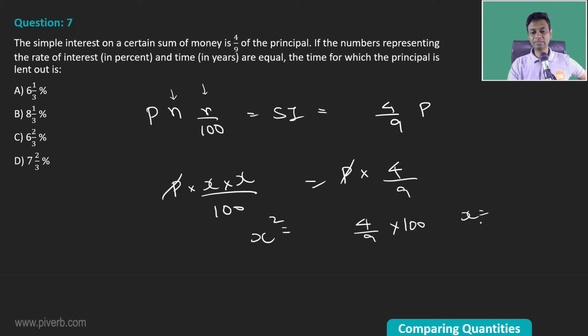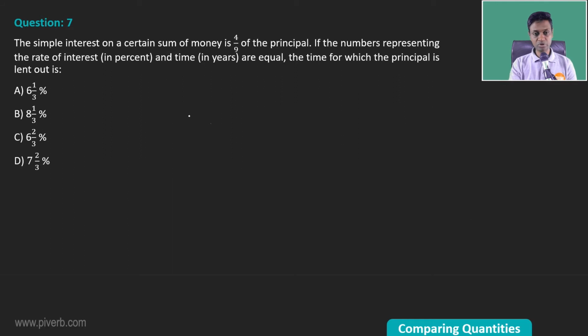Or x. This is a perfect square, so it is very simple: 2 by 3 into 10, which is 20 by 3. So some principal, if it is invested for 20 by 3 years at a rate of interest of 20 by 3 percent, it will become 4 by 9 of what it was.